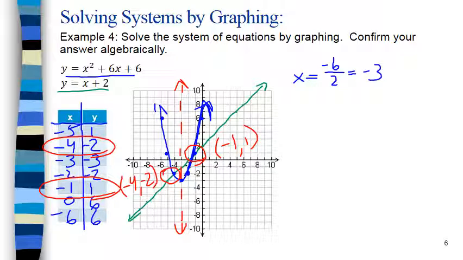So we want to just check and make sure that that works for both equations. So we already know that that works for the quadratic because we use that. So we can double check the linear function to make sure that works.